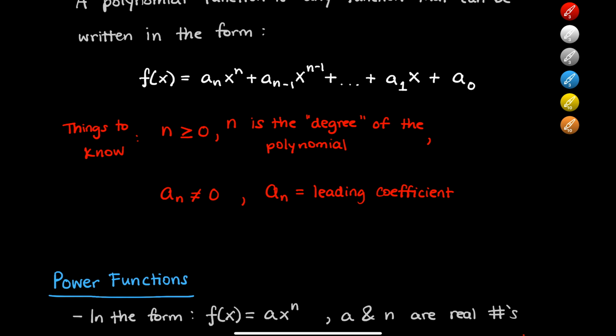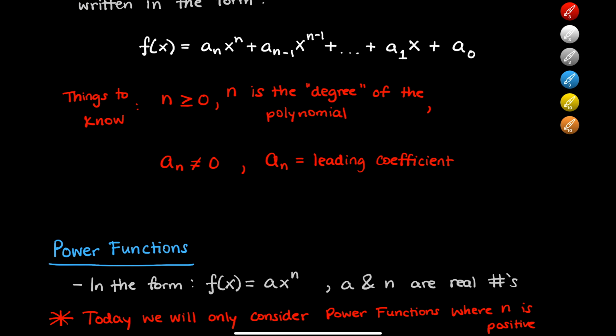An is the leading coefficient, and so this is the leading coefficient. And an cannot be equal to 0 because then it'd be 0 times your x value, and then that would just be 0 altogether, and then your n wouldn't exist. So yeah, you get it.